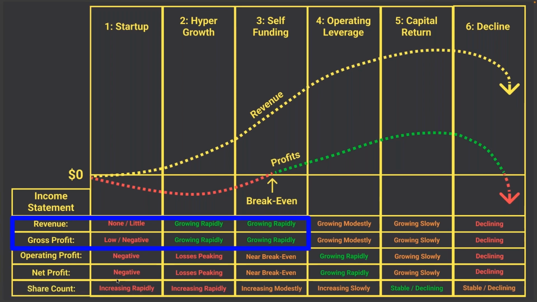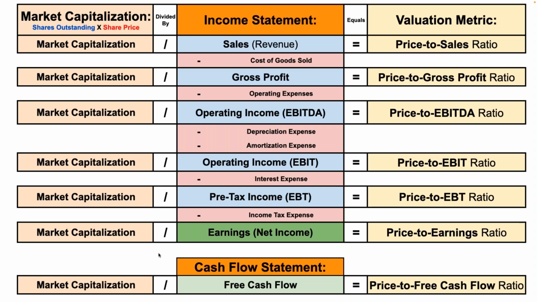Given those dynamics, a key question for us to ask ourselves is what numbers on the income statement is a company currently optimized for? Companies in stages 1, 2, and 3 are not optimized for profit or operating profit. However, they're often optimized for revenue and for gross profit. That's an important distinction to know, because when we're thinking about the valuation metrics that exist, the first question we have to ask ourselves is whether the company is optimized for the number in the denominator.